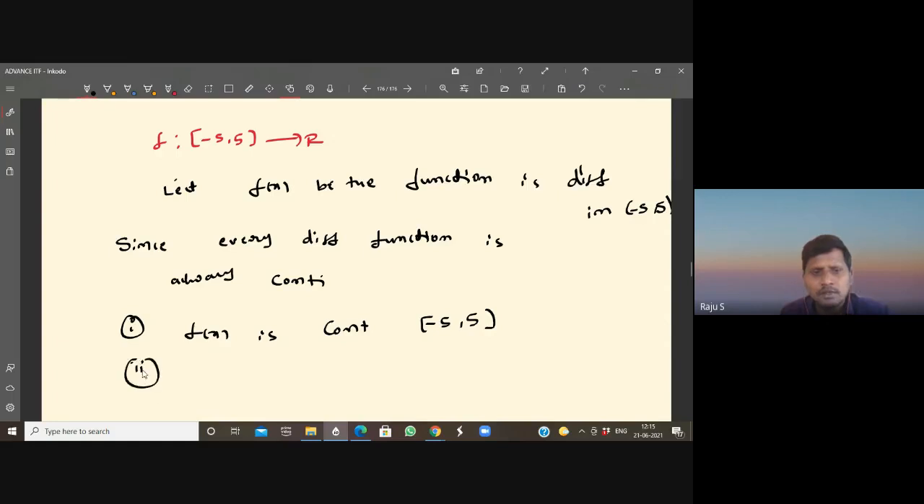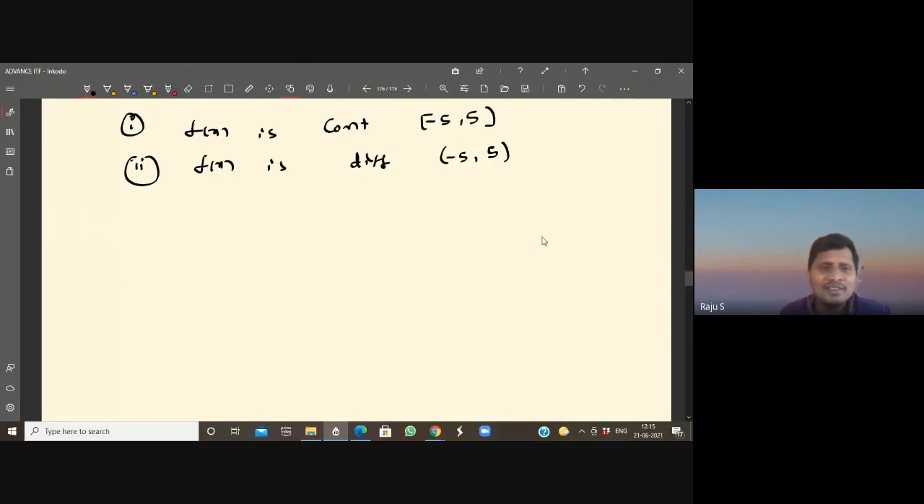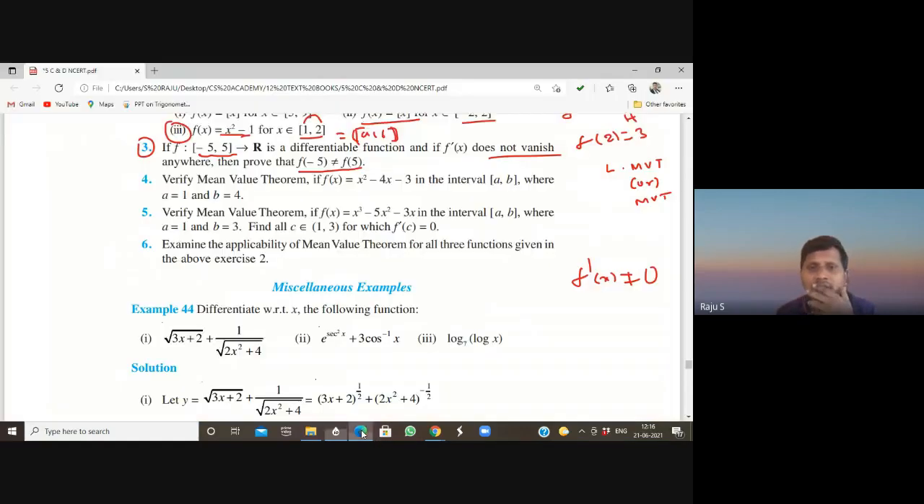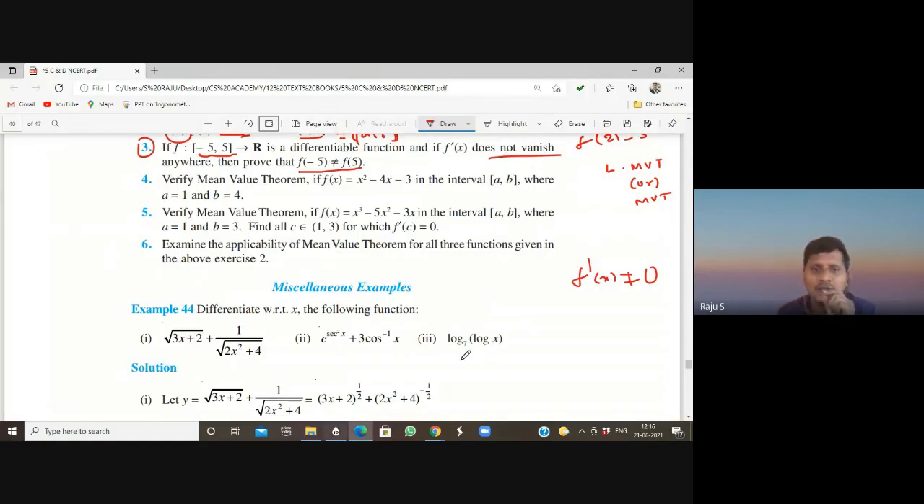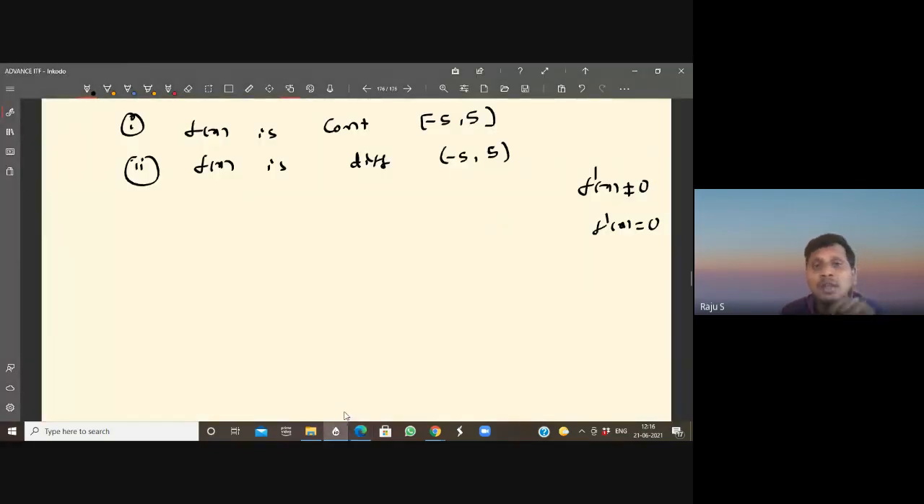The second point is that f of x is differentiable in the open interval minus 5 comma 5. But is there f of a equal to f of b? Did they mention anything like that here? Yes, students. So f dash of c does not vanish, nothing but f dash of x is not equal to 0. For which theorem is f dash of x equal to 0 at a certain point? We say Rolle's. But clearly in the question they have given that f dash of x does not vanish, nothing but f dash of x should not equal 0 at any value of x, so here we can apply Rolle's theorem or Lagrange's theorem.